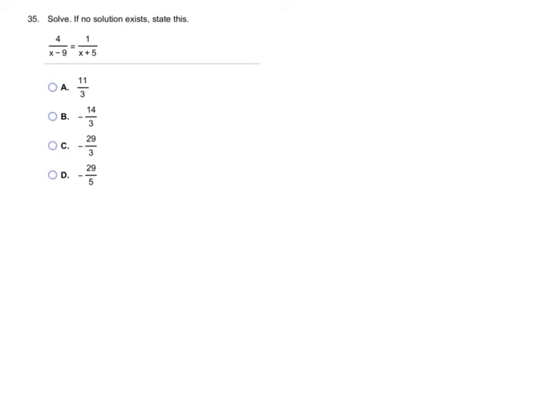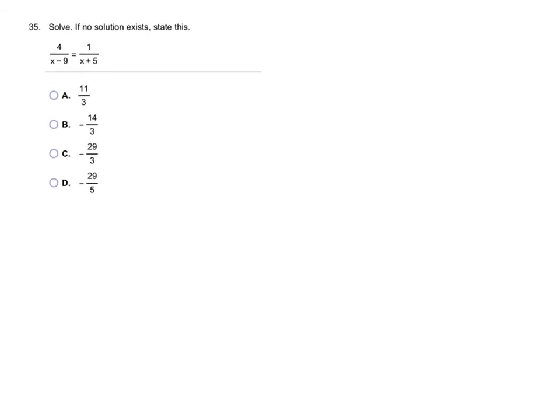Question 35. Solve. If no solution exists, state this. Here we have two rational expressions, and they're equaling one another. When we have this kind of setup, we can solve this by multiplying by the denominators. So we'll write out our problem. We have 4 over x minus 9 equals 1 over x plus 5. So I'm going to get rid of the denominators by multiplying them on each side of the equal sign.